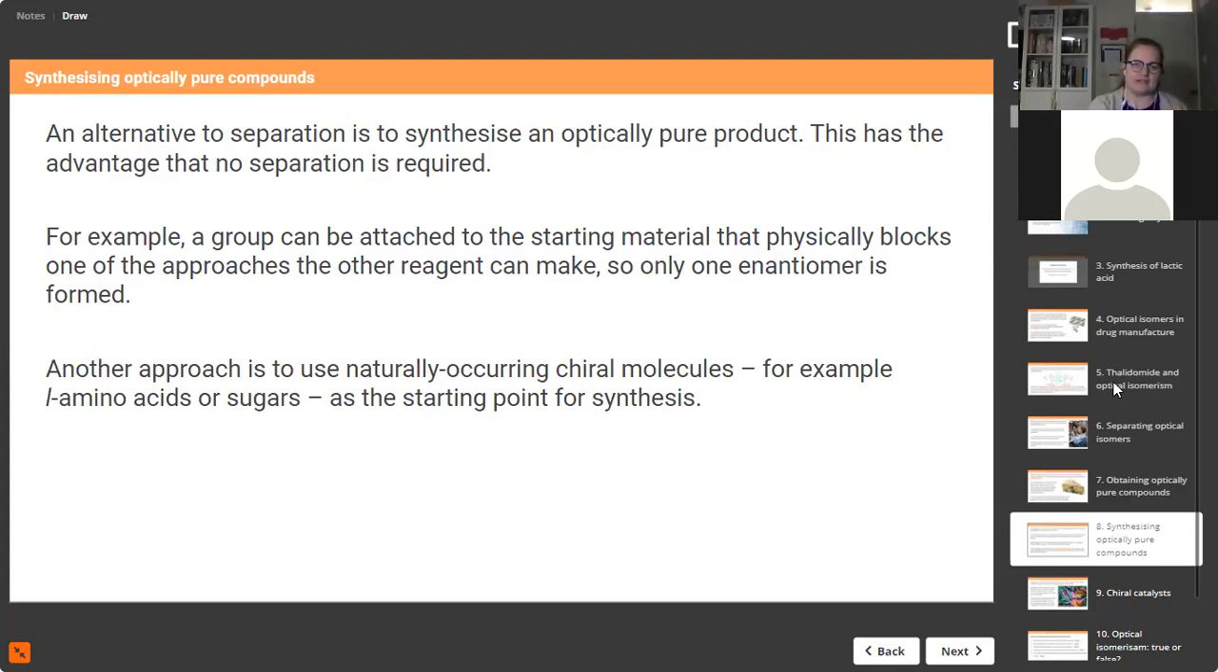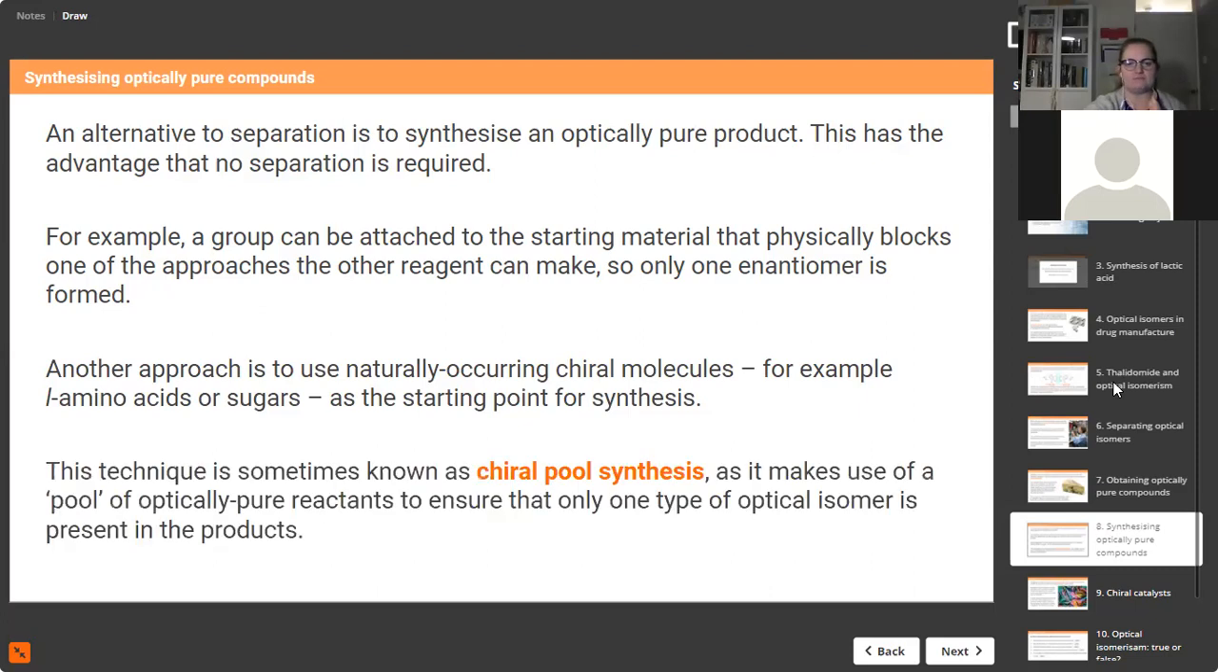Another approach is to use naturally occurring chiral molecules. So for example, those L-amino acids or sugars as a starting point for synthesis. This technique is known as chiral pool synthesis, and it makes use of a pool of optically pure reactants to ensure there's only one type of optical isomer.